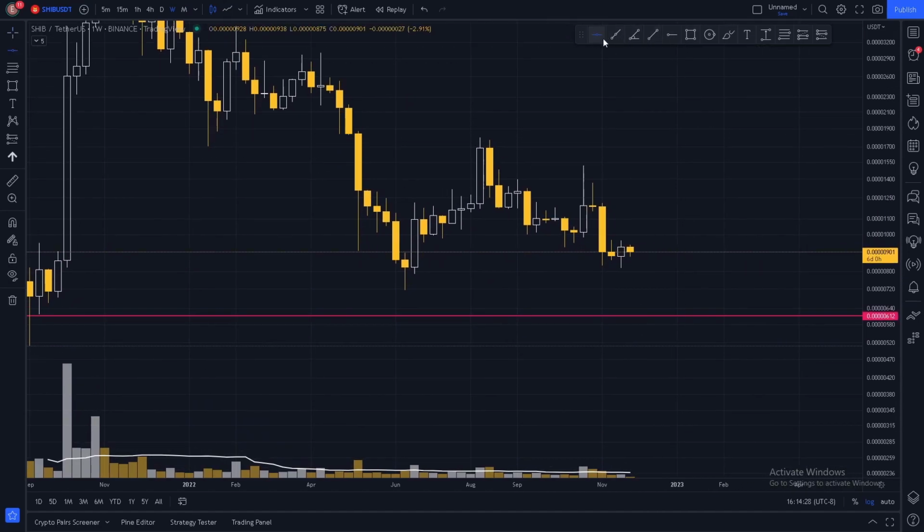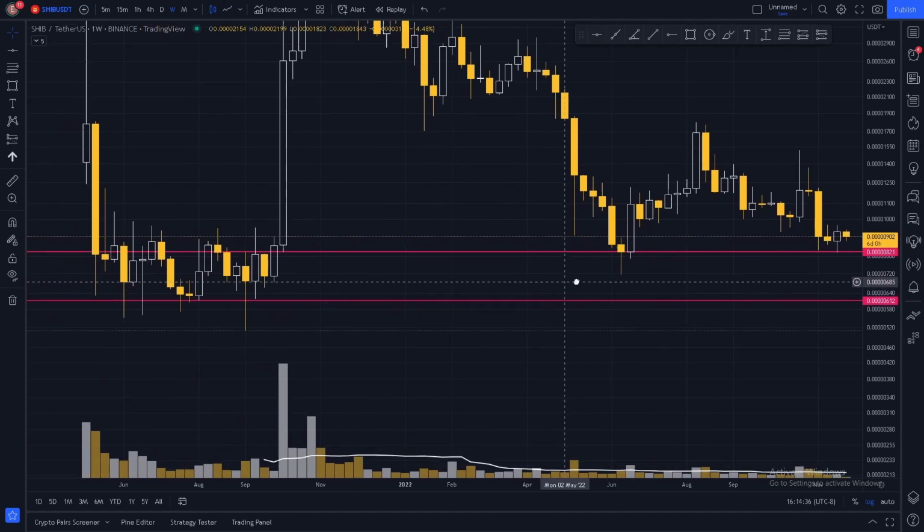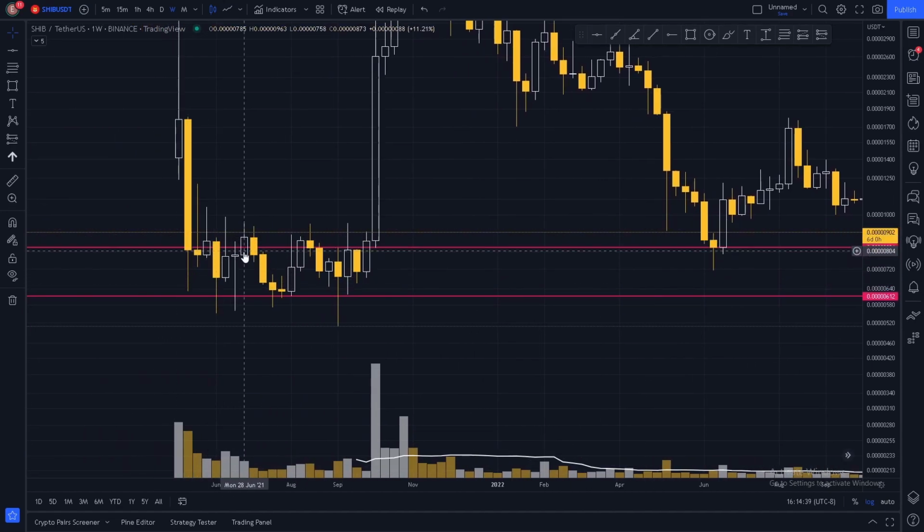Now, what do we notice here? We see a most recent key level of support where price is reacting to now. And if we look over here, we can see multiple reactions around the same level acting as resistance.